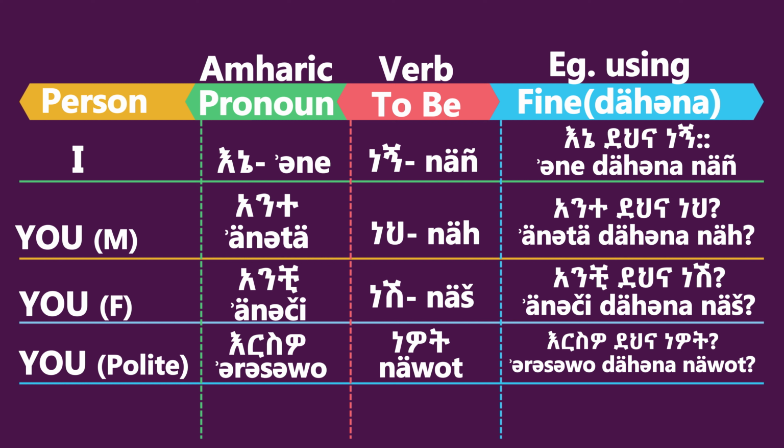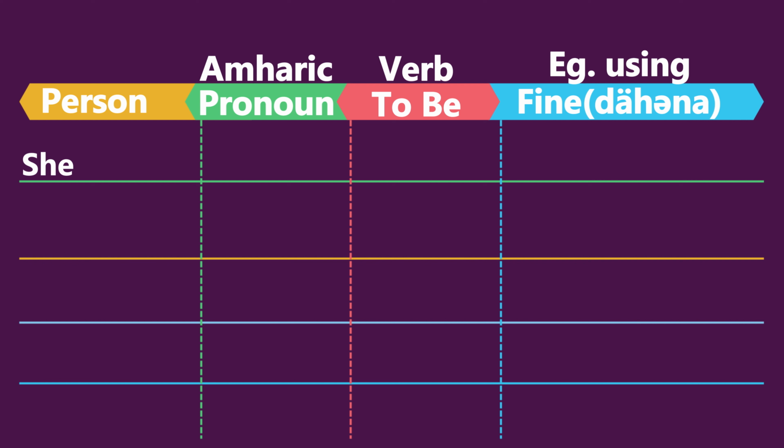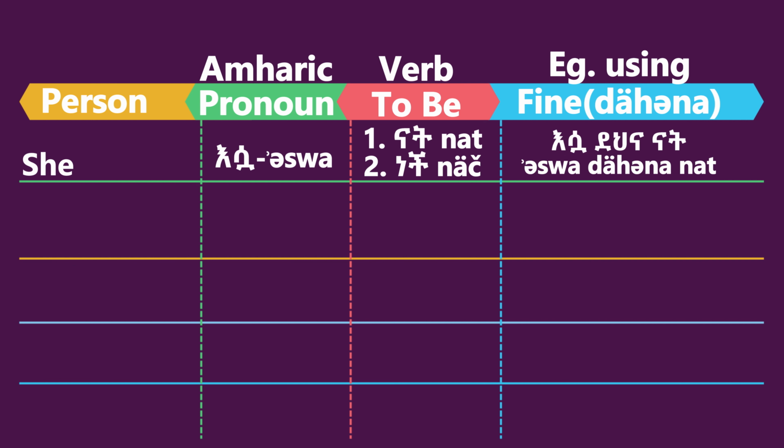In Amharic, the counterpart to the English pronoun he is እሱ, and in this case the Amharic verb መሆን takes the form ነው. Example, እሱ ደህና ነው. This means he is fine. For the English pronoun she, the Amharic equivalent is እሷ, and now the Amharic verb መሆን can take 2 forms: ናት or ነች. Example, እሷ ደህና ናት, or እሷ ደህና ነች, which simply means she is fine.